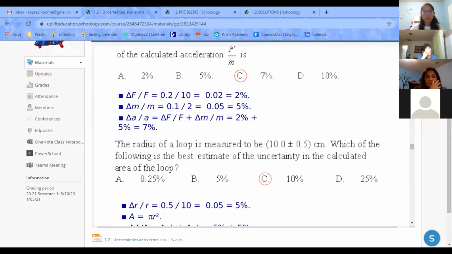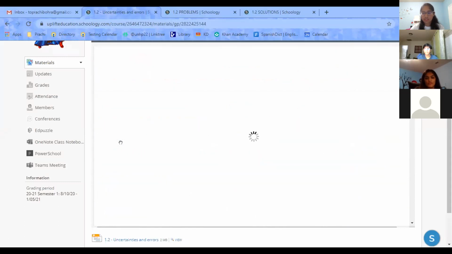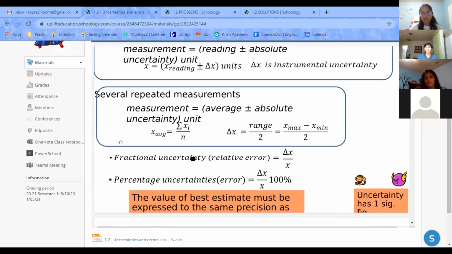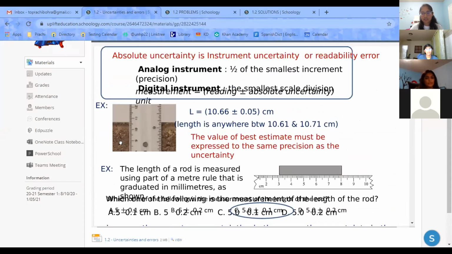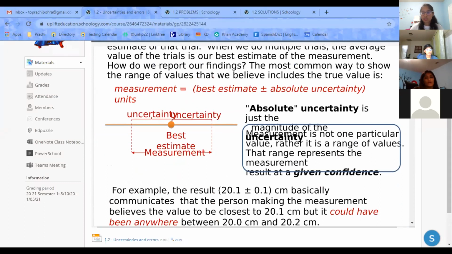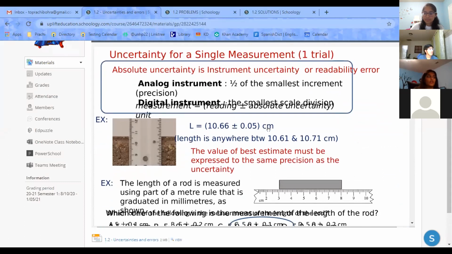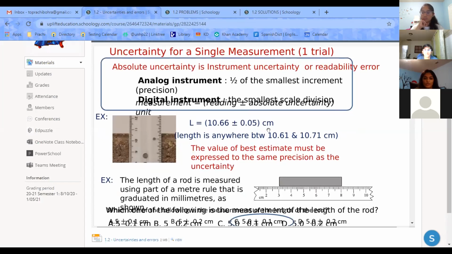I think instrument uncertainty is however much the instrument measures, you divide that by half, because that's how much you can see from that instrument. For an analog instrument, like a ruler, if the ruler measures by centimeters, you would do 0.5 centimeters as the absolute uncertainty. No, the instrument uncertainty, I think. Oh, okay. So if it gives you the equation, and the absolute uncertainty is 0.1, then the instrument uncertainty would be 0.05.